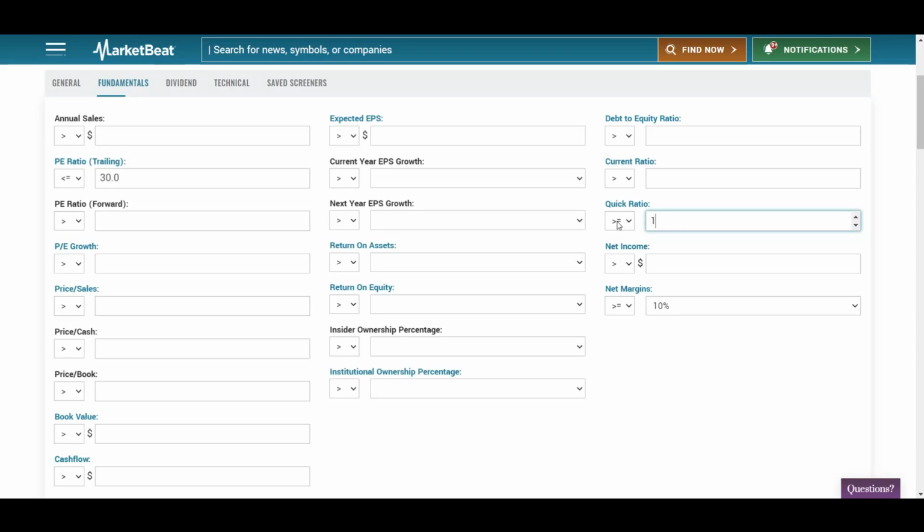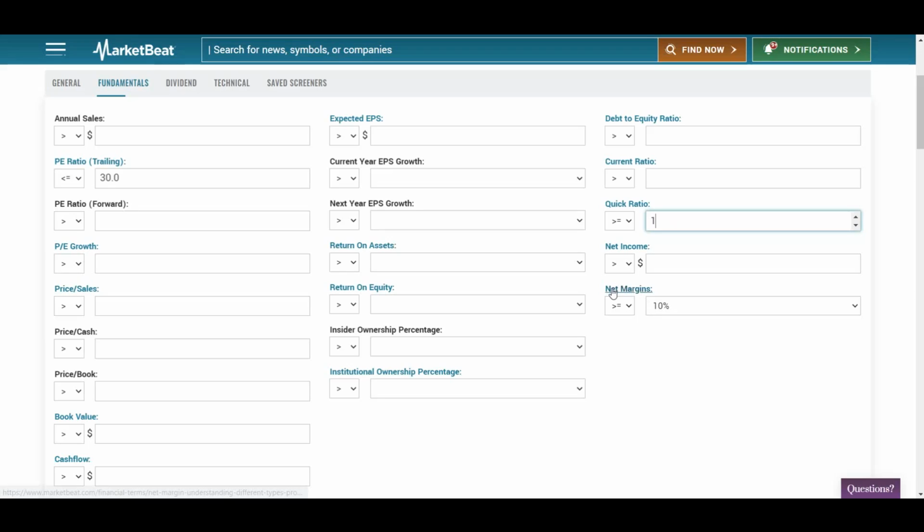So you can see here I've picked greater than or equal to 1. I should have explained earlier on the P/E ratio, I've put less than or equal to 30. So I'm going to look for companies with a quick ratio above 1, which should suggest a healthy balance sheet. It's a very quick look, but I think it's enough to determine whether the balance sheet's in decent condition.